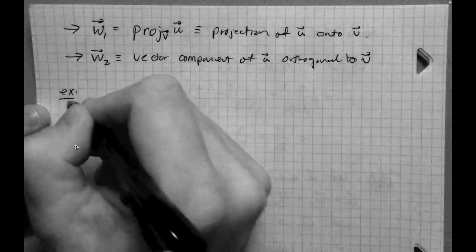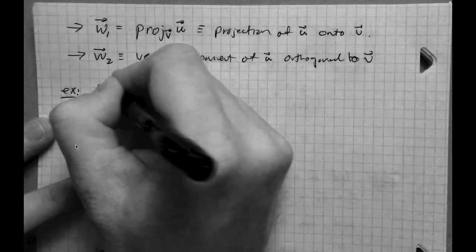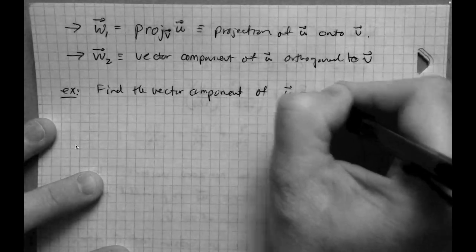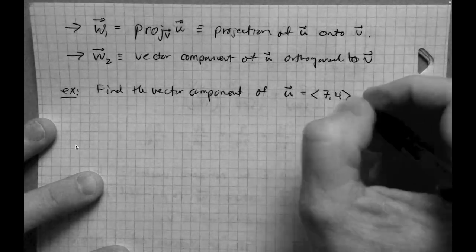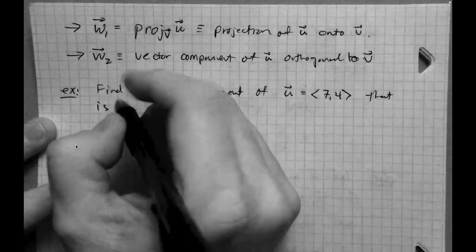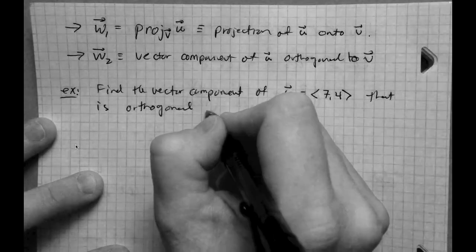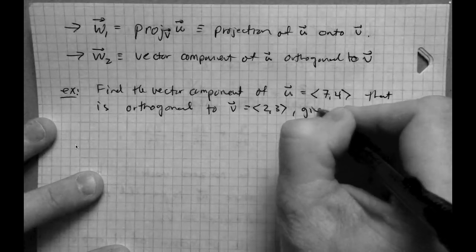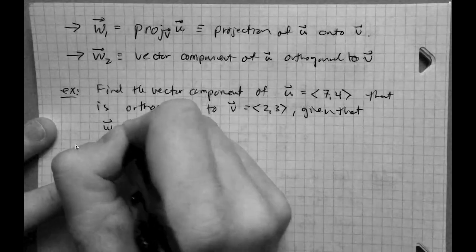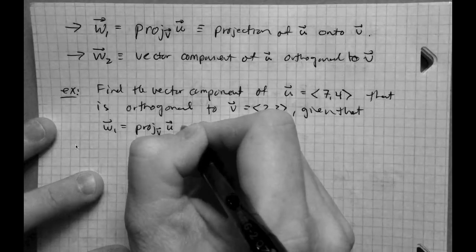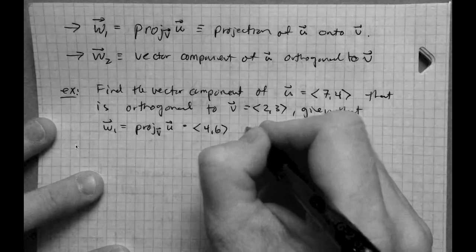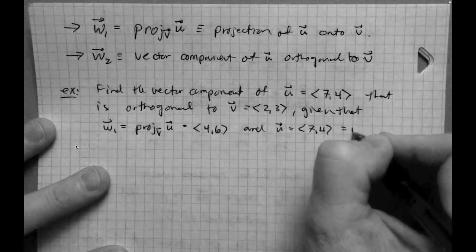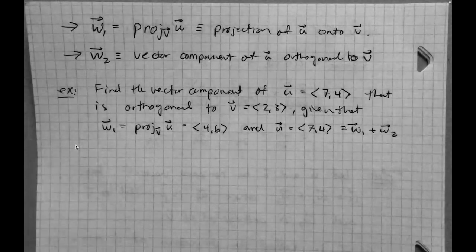Let's do an example using these. So let's find the vector component of u equal to (7, 4) that is orthogonal to v equals (2, 3), given that w1 equals the projection of u onto v, and that's equal to the vector (4, 6), and u is equal to (7, 4), which is equal to w1 plus w2, right? So this is kind of a contrived example, just to make sure we have this one connection sorted out.